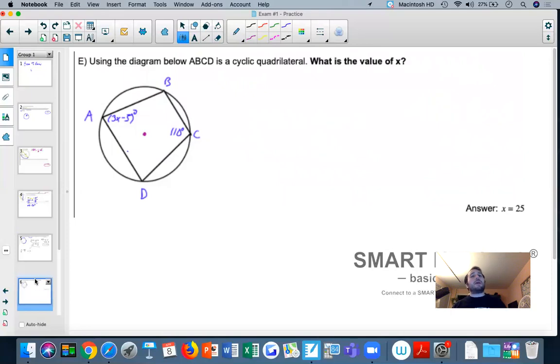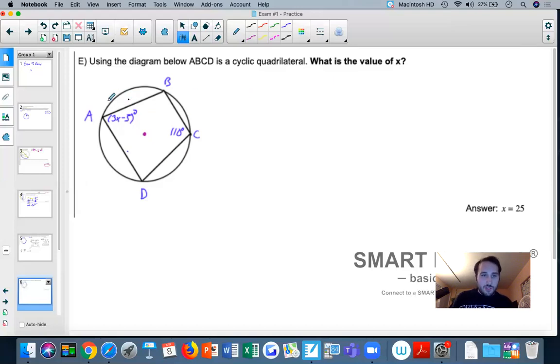Using the diagram below, ABCD is a cyclic quadrilateral. Remember, cyclic quadrilaterals, we know two things. A cyclic quadrilateral means that it's a quadrilateral inscribed in a circle. Inscribed, similar to inscribed angle, means that all the vertices touch the outer part of the circle. And then the other thing we know about cyclic quadrilaterals is that opposite angles are supplementary, meaning they add to 180 degrees. So, cyclic quadrilateral, there are two facts here.